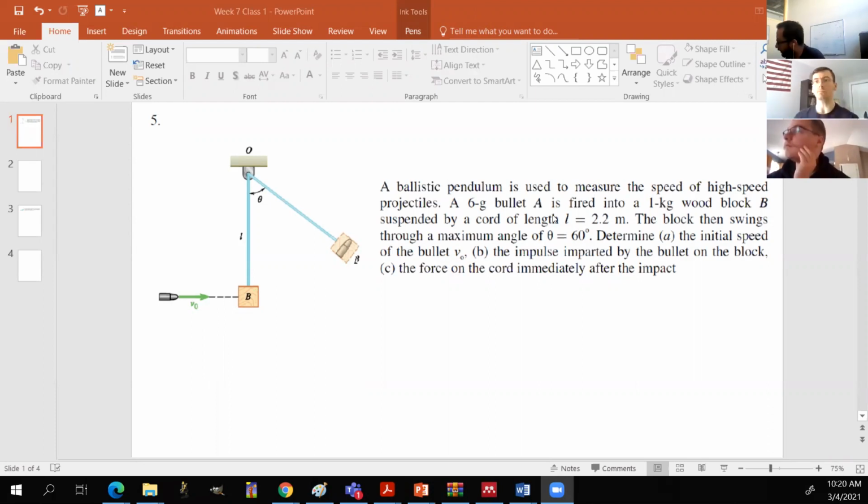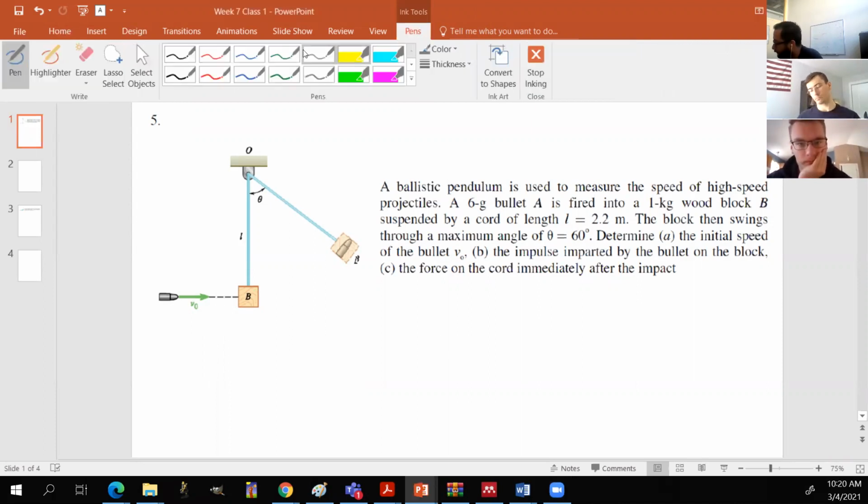So you have a 6-gram bullet, bullet A. Bullet A is fired into this block B, which has a mass of 1 kilogram, and the length of this cord is 2.2 meters. The block then swings up through a maximum angle of 60 degrees. It swings up 60 degrees, and then it's stationary at this point.